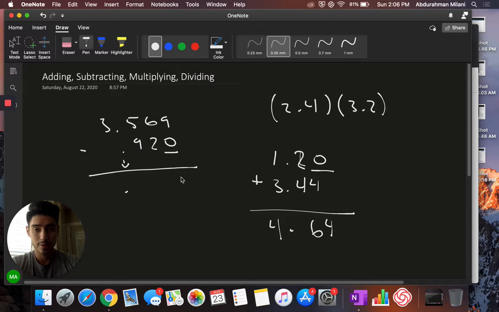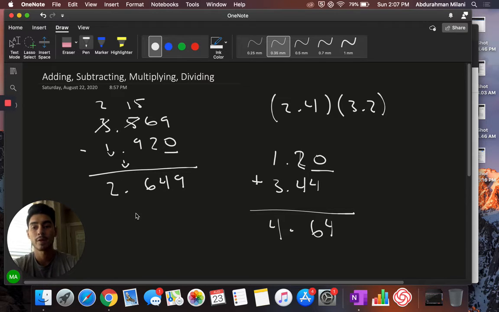So 9 minus 0 is 9. 6 minus 2 is 4. And 5 minus 9, well, we can't really do that, so we have to borrow from right here, from the left side. So that becomes a 2, and that becomes a 15. Now we can subtract that. So 15 minus 9, that gives us 6. And then we just have that 2. We can just bring that straight on down. So that would be our answer.